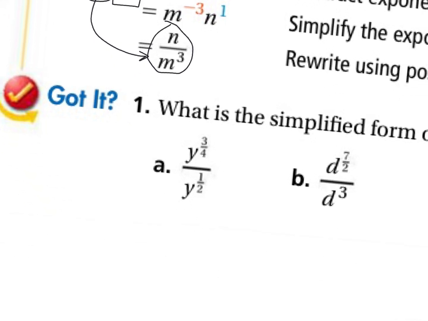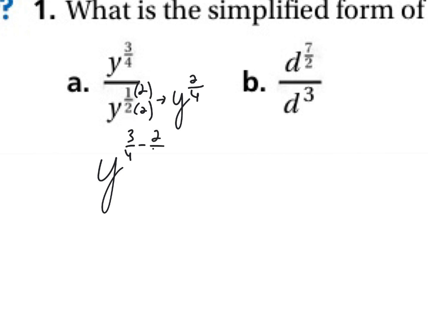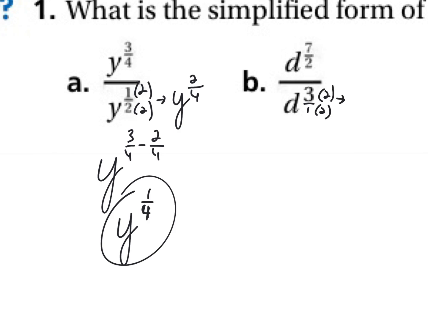So let's look at the Got It. Feel free to pause these if you need more time to think about them. Part A, we have fractions for exponents. So I'm going to get common denominator, which is 4, and then we can subtract 3/4 minus 2/4 would be y to the 1/4 power. Part B, same idea. So we can subtract exponents here. 7 halves minus 6 halves would be d to the 1/2 power.